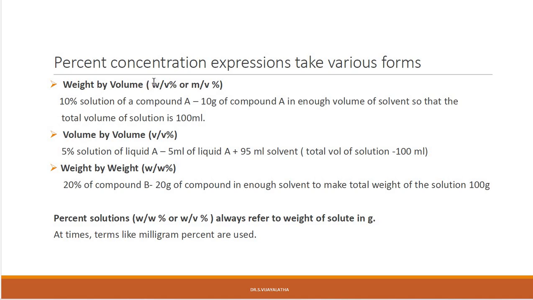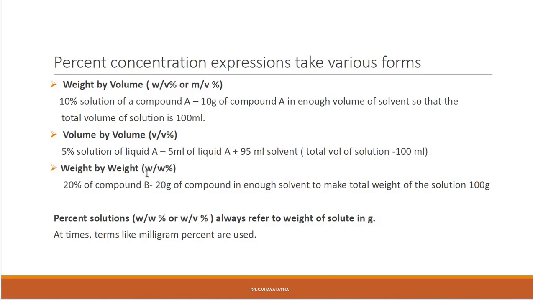Then this may be used when the solute is a solid, or at times even when the solute is a liquid. Volume by volume percent, V by V percent. That means you're going to measure the volume of the solute. So 5% solution of liquid A means 5 ml of liquid A and add sufficient amount of the solvent so that the total volume of the solution is 100 ml. So when it is 5 ml, we'll add 95 ml solvent so that the total volume is 100 ml. This will be used when the solute is a liquid.